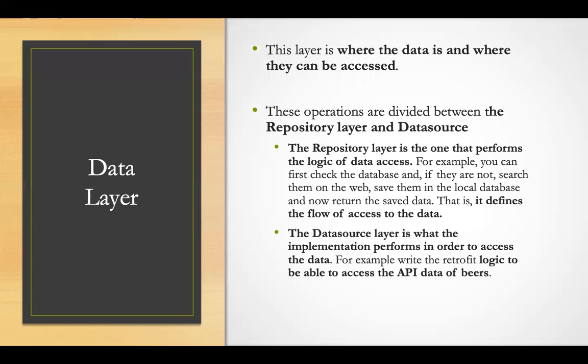The data layer is further divided into the repository and the data source layer. The repository layer is the one that performs the logic of data access. For example, let's say the user has requested some new data. So the repository could typically have logic that first goes to a data source like a database and checks if the data is in the local database, and gets the data that the user has requested back to him.